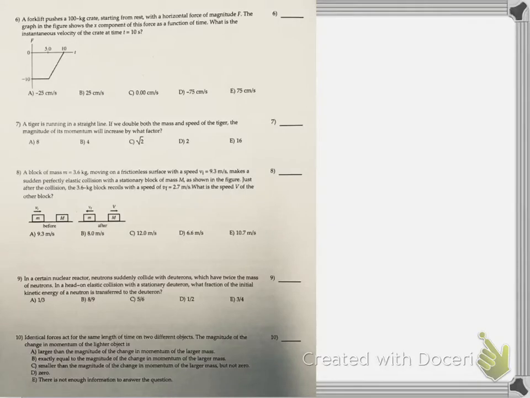All right, here's page 2. You have a forklift that pushes a 100 kilogram crate starting from rest, force magnitude F. The graph shows the x component of this force as a function of time. What is the instantaneous velocity of the crate at time t equals 10 seconds?